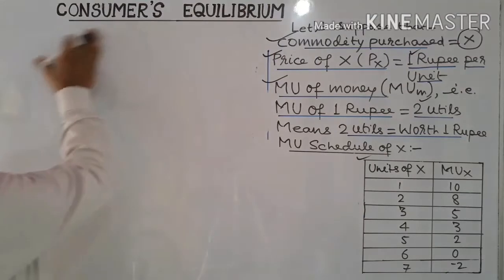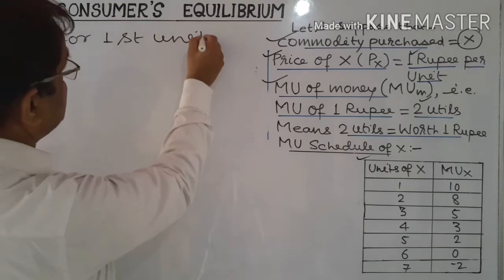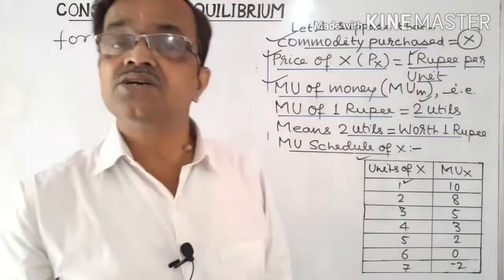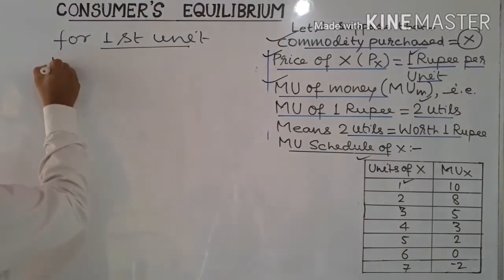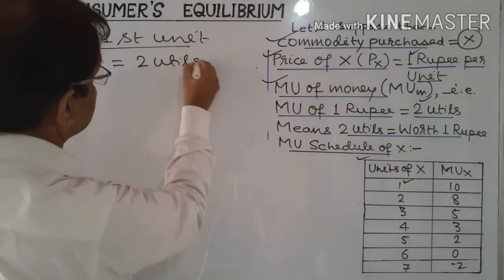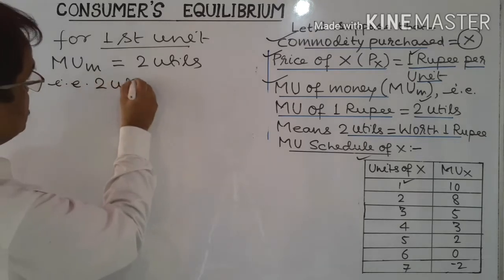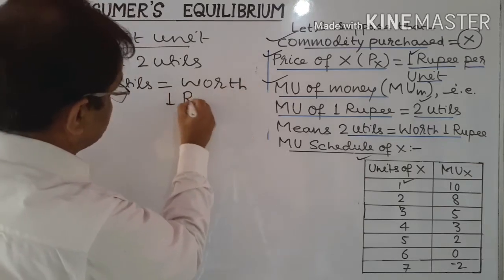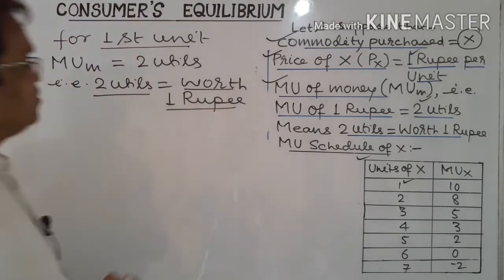Now look at here. For the first unit, the question arises whether the consumer would purchase this unit of the commodity or not. Answer is yes. Why? Because look at here, marginal utility of money, that is equal to 2 utils, is taken to be constant. It simply means that 2 utils is equal to worth 1 rupee. मतलब 2 यूटिल्स जो सेटिस्फैक्शन है वो 1 रुपया के बराबर है. 2 utils is equal to 1 rupee.